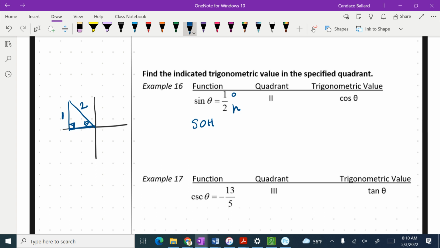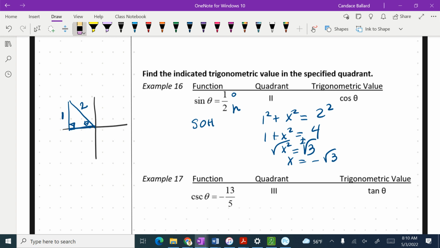All right. How do I get my third side? Pythagorean theorem. So I'm going to go 1 squared plus, I don't know what it is, so I'm going to call it x squared, since it's in the x direction, equals 2 squared. What's 1 squared? Good. What's 2 squared? 4. How do I get the 1 to the other side? Subtract. What's 4 minus 1? 3. Take the square root, technically plus or minus, right? In this case, did I go in the positive direction with the x or the negative? Negative. So I'm going to make it negative square root of 3.